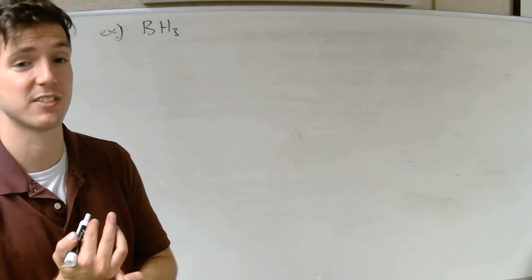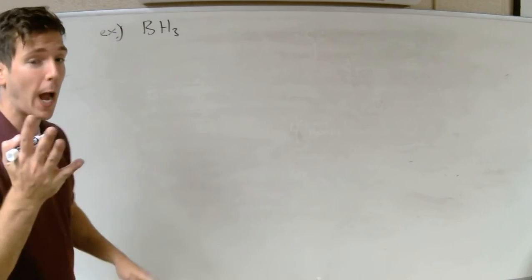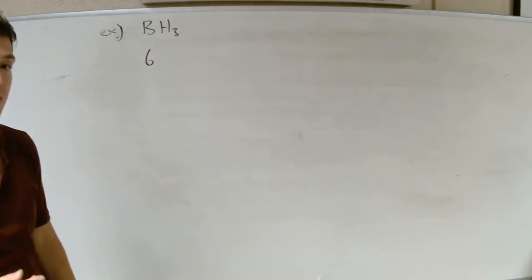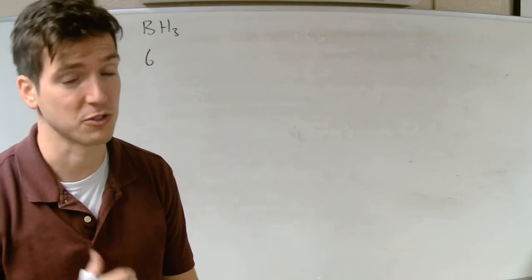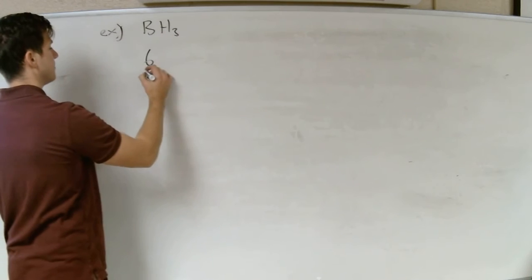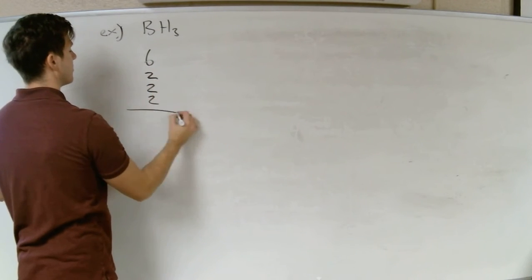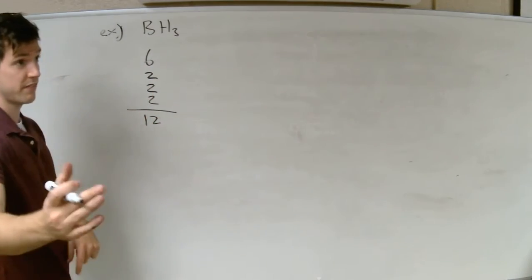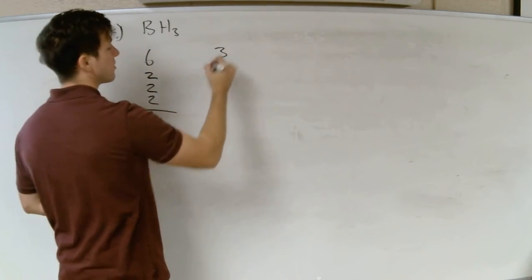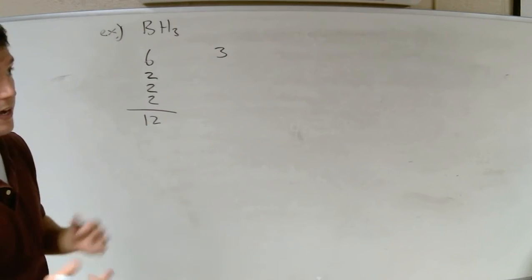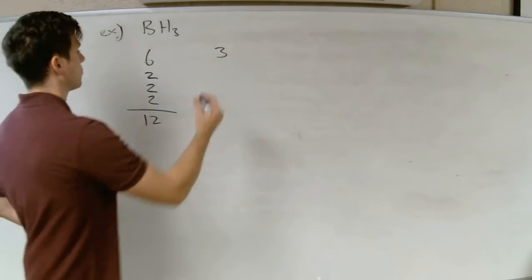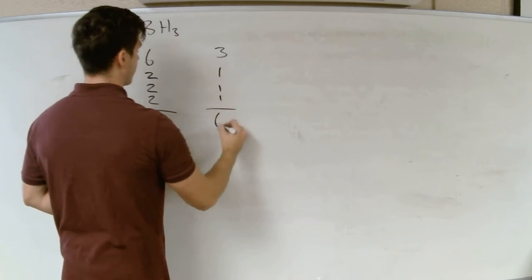Remember, beryllium likes to be surrounded by 4. Boron, which is this guy, likes to be surrounded by 6. Okay? That's one of those weird exceptions that you got to be aware of. And then hydrogen likes to be surrounded by 2. And there's 3 of those, for 12. Valence electrons time. Boron has 3 valence electrons. Hydrogen has 1 valence electron for a total of 6.